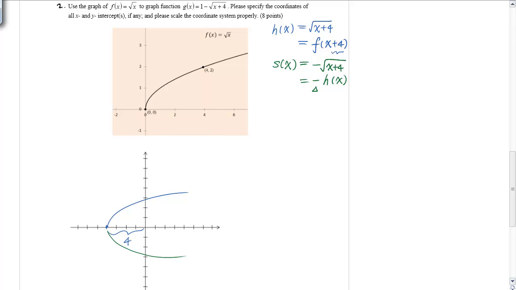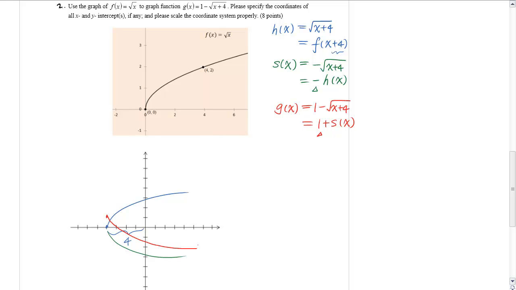And lastly, we have our g(x), which equals 1 minus square root of (x plus 4). And if we compare this to the s(x) function, this equals 1 plus s(x). And this 1 indicates a vertical shift up by 1 unit. Therefore, based on the green curve, we need to move that up by 1 unit. So that's the sketch. Now, to be accurate, we need to determine the x and y-intercepts of the function.